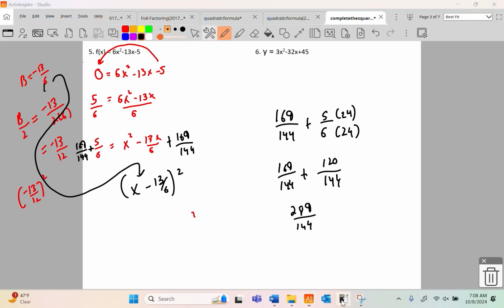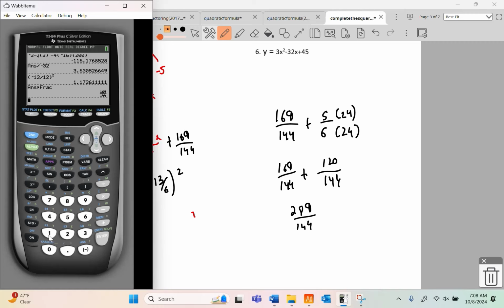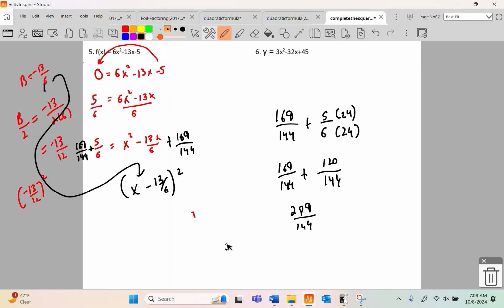Crazy, huh? So let's just make sure Milbrath is right. 169 over 144 plus 5/6. Enter. Math, convert to a fraction. I was right. What's even cooler about this is because the next step is to take square roots, it's going to be 17 over 12. And it is. So anyways, this is equal to 289 over 144.